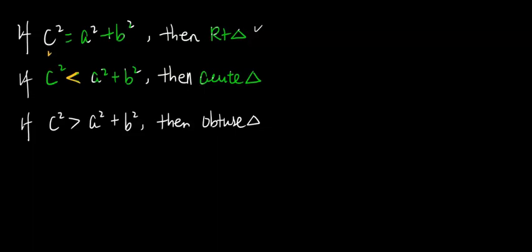Okay, let's talk about it in English. We saw symbols, now we'll talk about it in English. If the square of the length of the longest side of a triangle, we call it C, is greater than the sum of the squares of the two other sides, then it is an obtuse triangle.